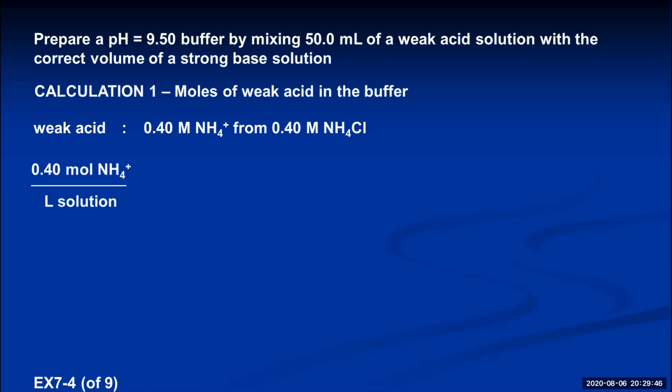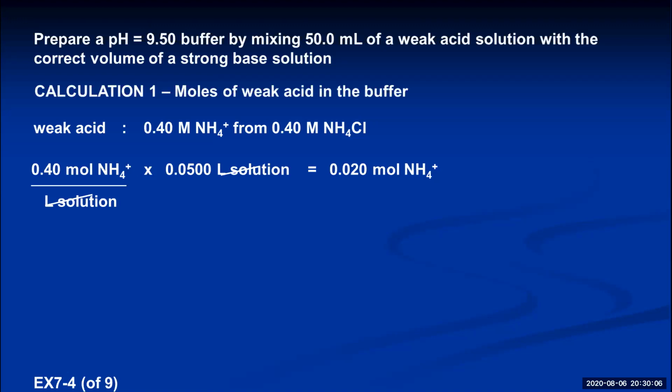0.40 moles of ammonium per liter multiplied by, converted to liters, 0.0500 liters. So that's going to allow us to determine how many moles of ammonium are going to actually be in the solution. So that's the moles of the ammonium, which is the weak acid. What's the moles of the weak base in the solution?